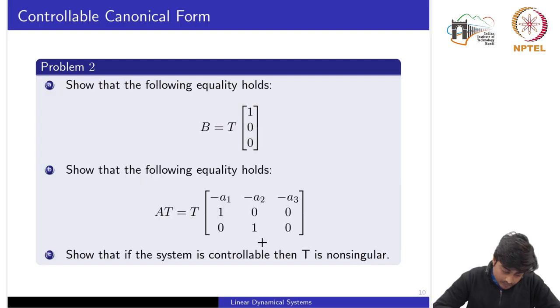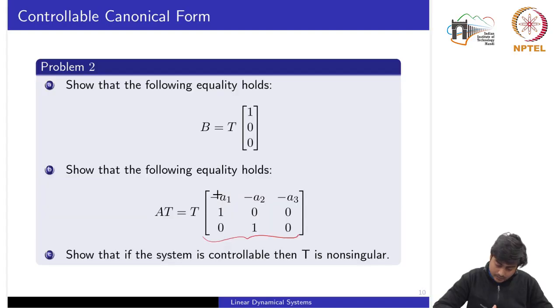Now the first part of the problem is where we need to show that B is equal to T into this vector. The second part is that A into T is equal to T into this matrix. If you pay close attention, this matrix is nothing but the controllable form of the A matrix, obtained after some rearrangement of the rows. The C part is that if the system is controllable, then the matrix T, which we have specified in the problem, is non-singular.